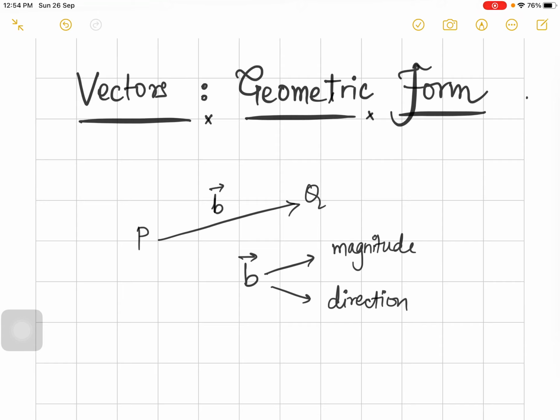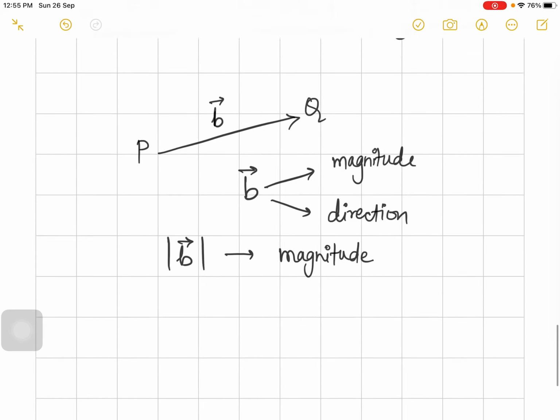But how to find the pure magnitude? To find the magnitude, we actually do the modulus of B. Alright, this is just the magnitude. And mod of B has no component of direction. This is something we should be aware of before moving forward.